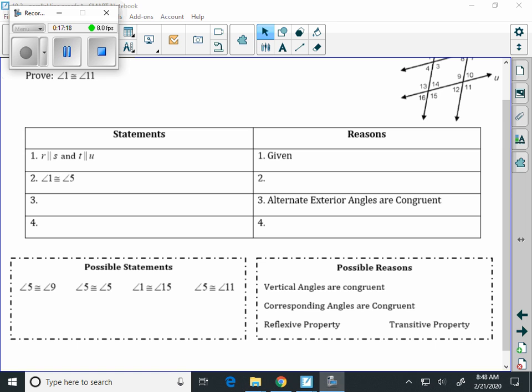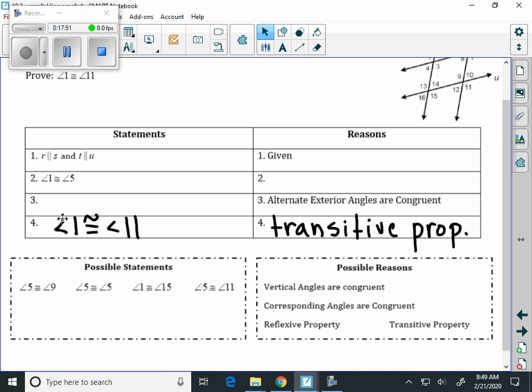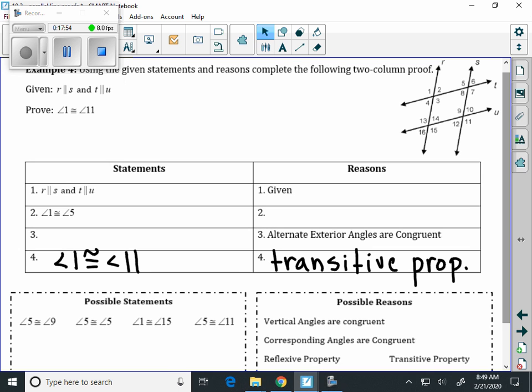But what we can fill in already is we can fill in that angle 1 is congruent to angle 11. And I don't even have that listed in the possible statements, probably because it's so second nature to write that down. Over here, we know now that every single time we end up with a transitive property. So we've taken care of that. So we just have a couple to fill in. And the nice part on this particular one is it gave us the first statement after our givens. And it says angle 1 is congruent to angle 5.